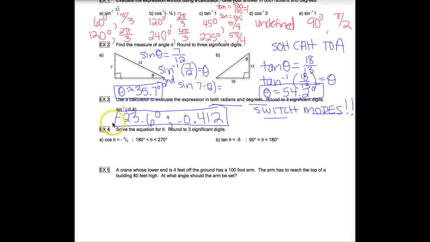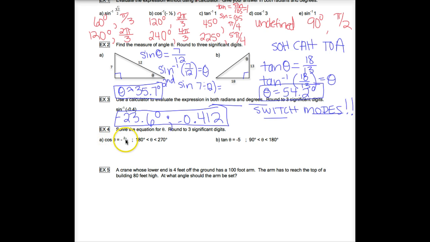All right, so now, similar idea, we're going to solve the equation for theta, round to 3 significant digits. So notice that this time it has a restriction on our answer. It wants us to find an answer between 180 and 270 degrees. So that's interesting. Let's just see what we can do with the help of our calculator. It says round, so we're going to be using the calculator here.